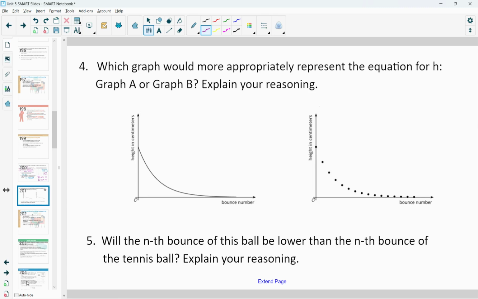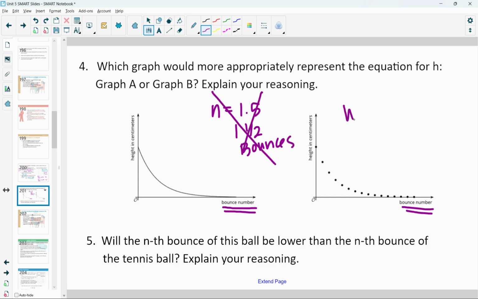Which graph, A or B, would more appropriately represent the equation for H in this problem? So when we're looking at the number of bounces that a ball makes, we're not going to look at something where n equals 1.5, because that would be 1.5 bounces. So the only thing that really makes sense is whole number bounces. So we would only have values at 0 bounces, 1 bounce, 2 bounces, 3 bounces, and so on, no decimal versions.